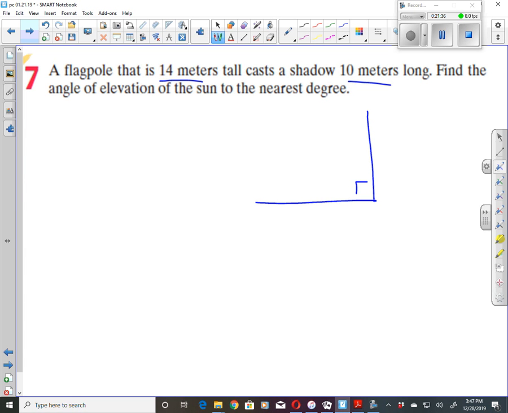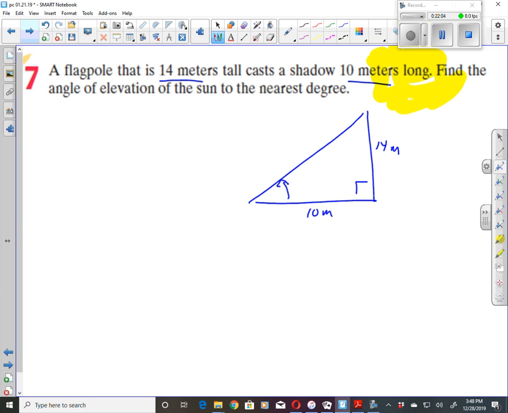We know that the flagpole is 14 meters. We know that the shadow cast by the sun, do you guys see the sun up here? Sun is shining bright, big ball of yellow. Cast this shadow here. We're looking for this angle of elevation from the horizontal. This is 10 meters.